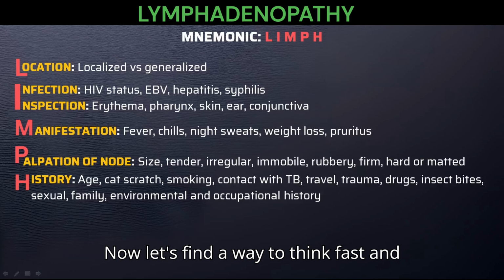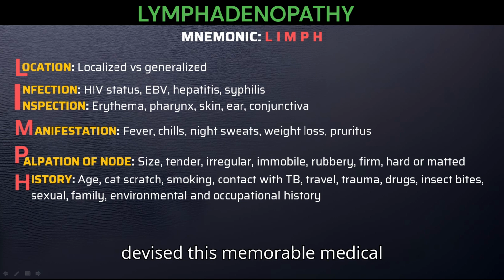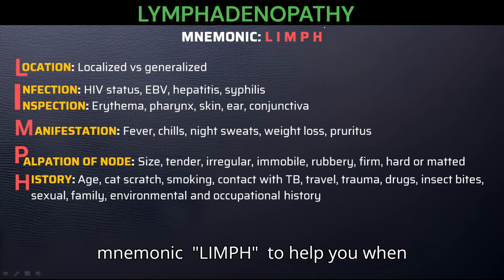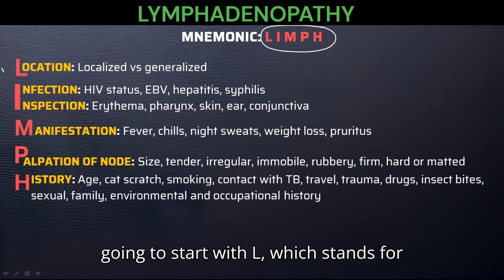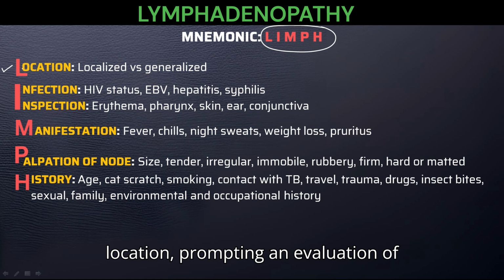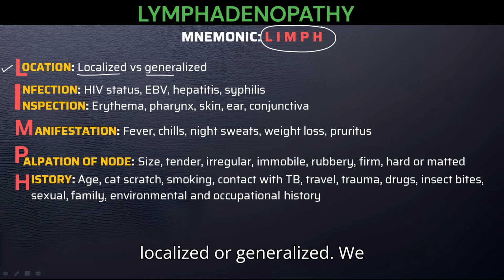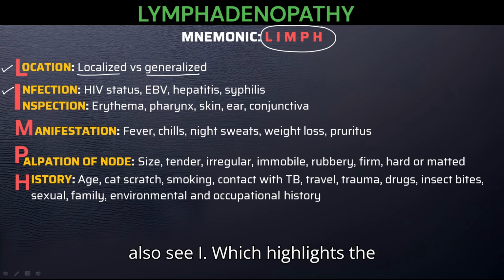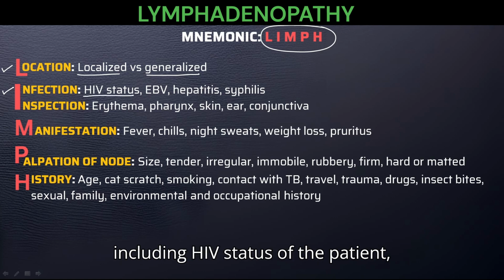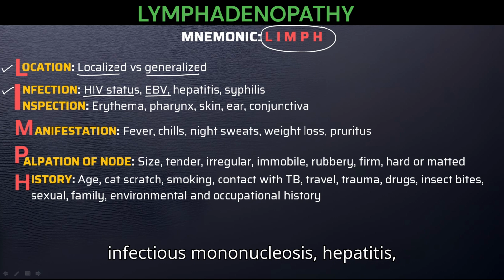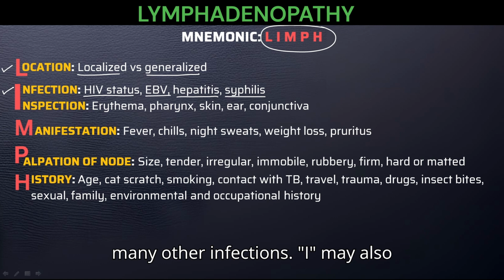Now let's find a way to think fast and smart instead of hard. To aid in the assessment of lymphadenopathy, I have devised this memorable medical mnemonic, LYMPH, to help you when assessing for lymphadenopathy. So we're going to start with L, which stands for location, prompting an evaluation of whether the lymphadenopathy is localized or generalized. We also see I, which highlights the importance of identifying any infections, including the HIV status of the patient, infectious mononucleosis, hepatitis, syphilis, toxoplasmosis, among many other infections.